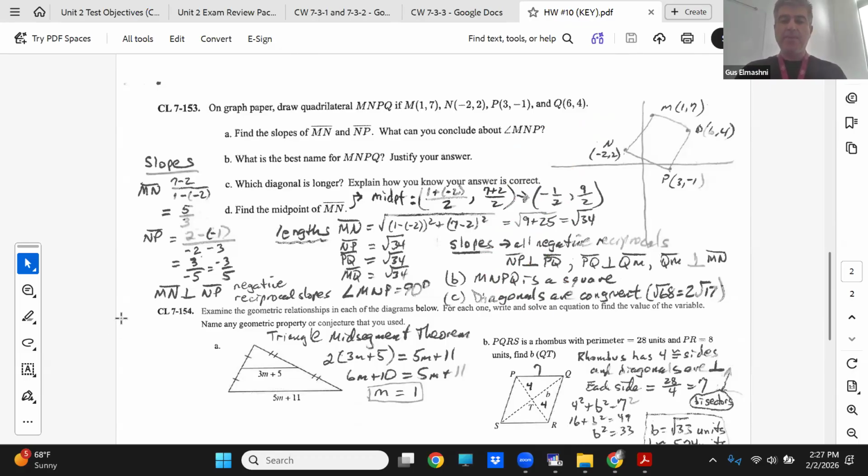And which diagonal is longer? Well, that's a trick question. They're the same length as a square. And to find it, you could use the Pythagorean theorem or the midpoint formula and find the midpoint of MN. Well, I know you guys can do that. It's not hard. Just average the x's and y's.